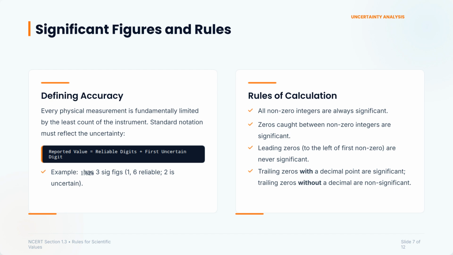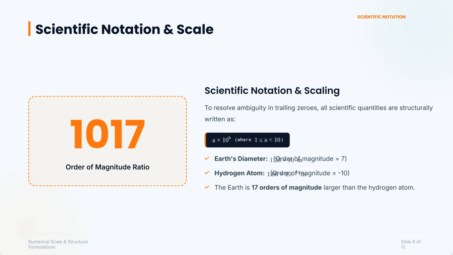In measurements, accuracy is limited by the instrument's least count. Standard rules dictate which digits are significant, such as non-zero integers and zeros trapped between them. To maintain precision, we use scientific notation, expressing values in the form a times 10 to the power of b. This helps in comparing the order of magnitude between vastly different scales.